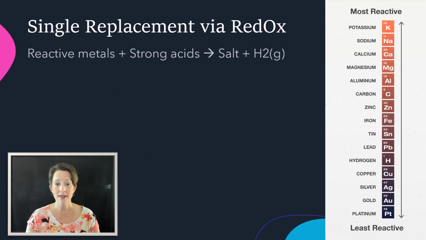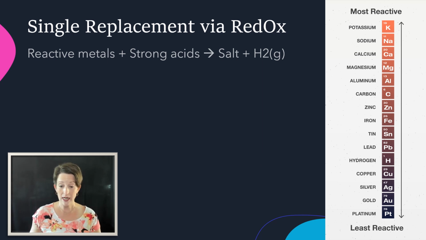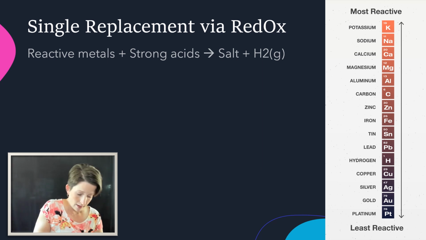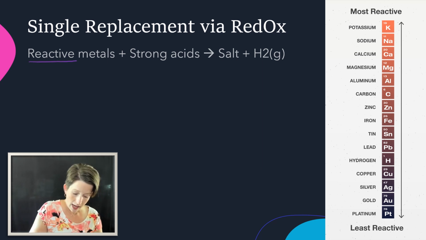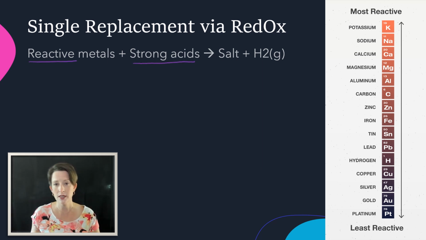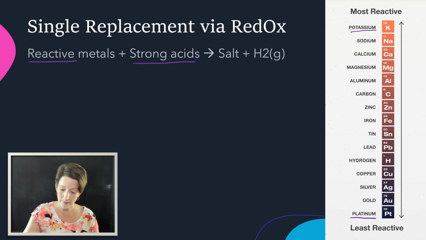We can have single replacement reactions that occur via oxidation reduction processes with our acids. What is required is we're going to need a reactive metal and that acids, particularly strong acids. Weak acids are not very good. We have this chart that looks at reactivity of metals. At the bottom, platinum is the least reactive metal, all the way up to potassium.